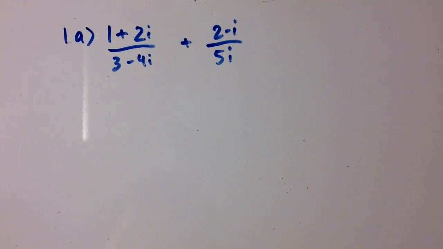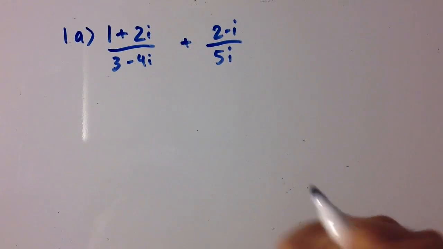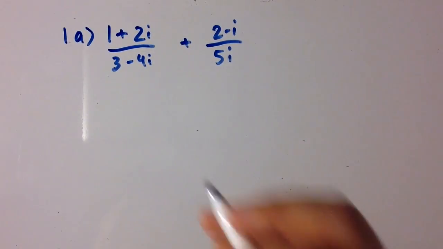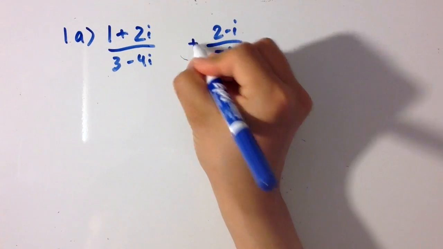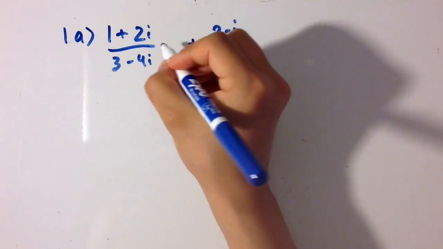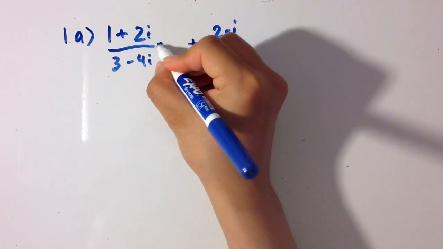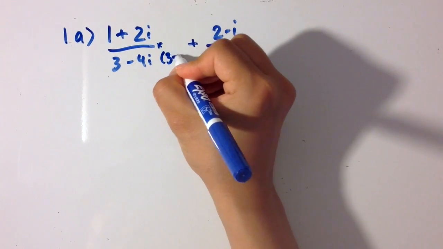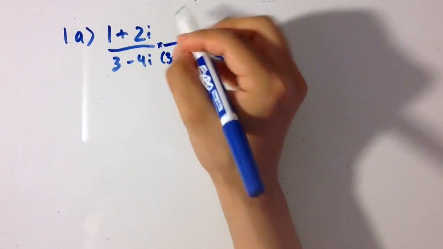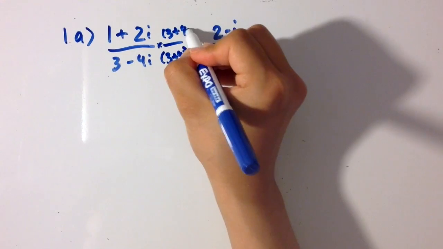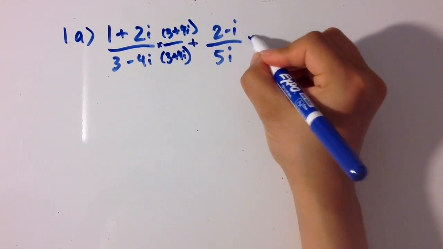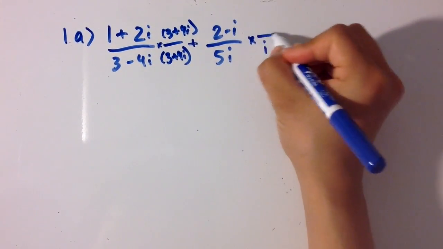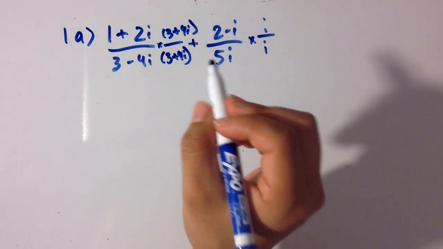In number 1, we are asked to convert some complex quantities into real numbers. So to do that, we first want to get rid of the i's in the denominator. To do that, we multiply by the complex conjugate. And we do this on top. And here we can just multiply by i.